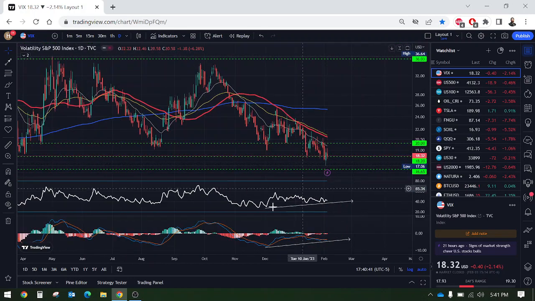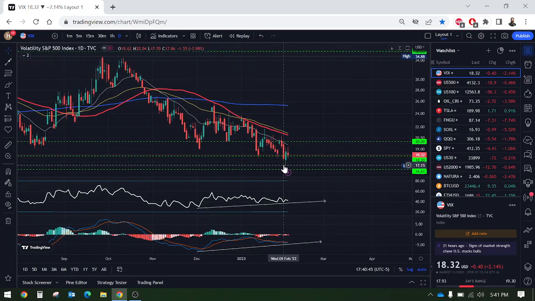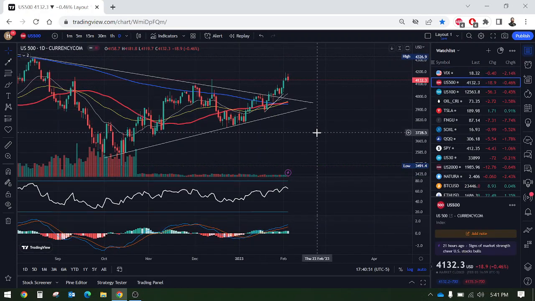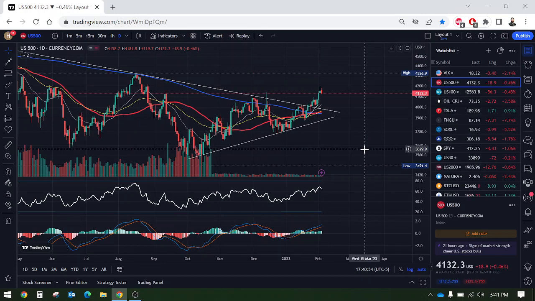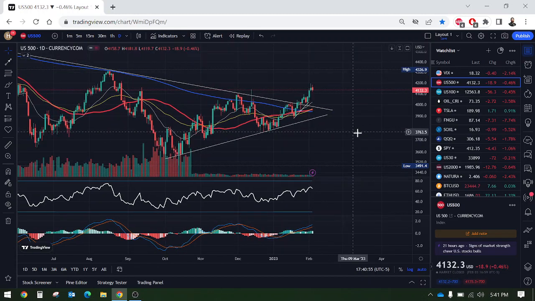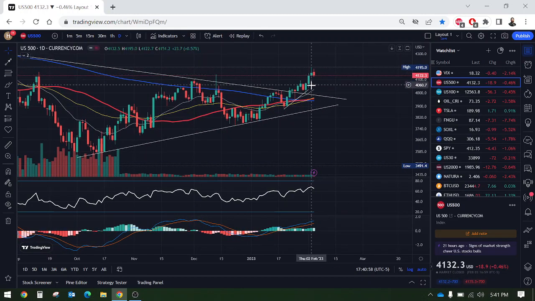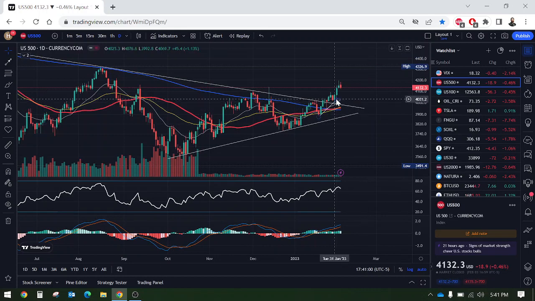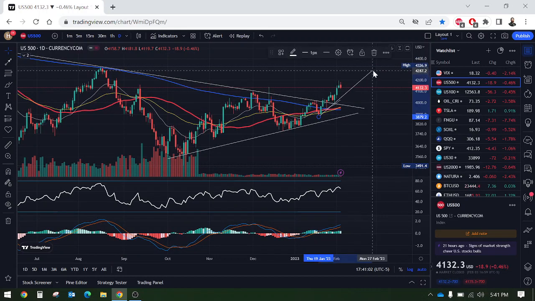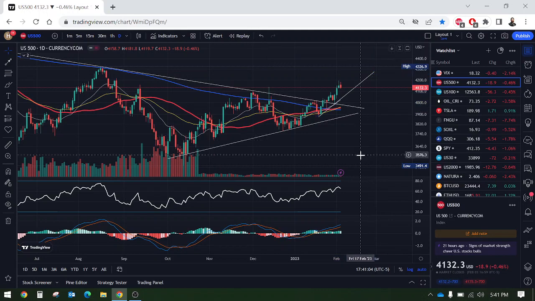So be careful. The RSI and PPO is suggesting on daily that we're expecting a bounce. So keep an eye on that. If VIX bounces, then that means US 500 and US 100, which is S&P 500 and NASDAQ, will go down. Okay, guys. So on US 500, which is SPY, there is a trend line on daily. You can see like this.